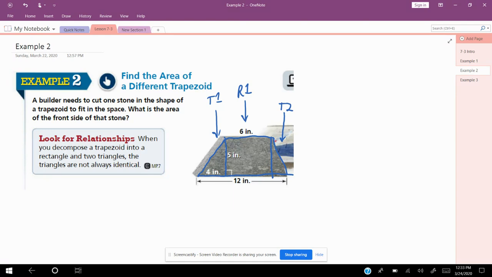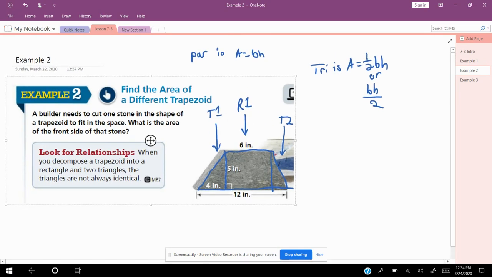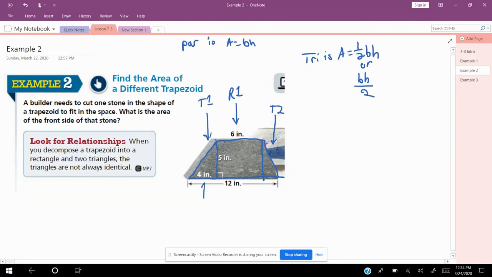So let me start with triangle 1 over there. Remember, for triangles, the formula is area equals 1/2 base times height, or base times height divided by 2. For parallelograms, it is just area equals base times height. So for that triangle, if I look at that triangle, I see the base is 4 and the height is 5.